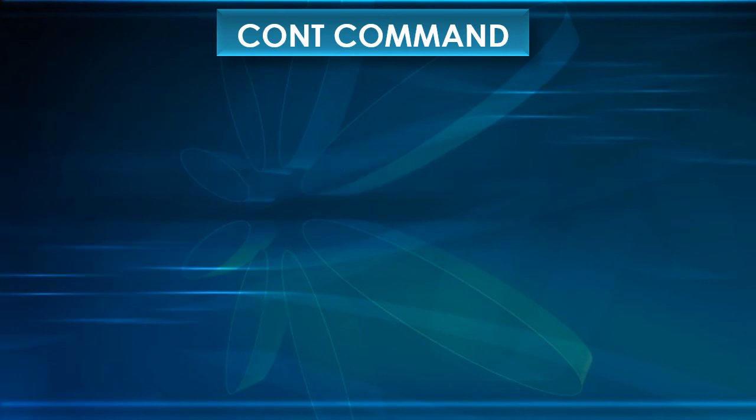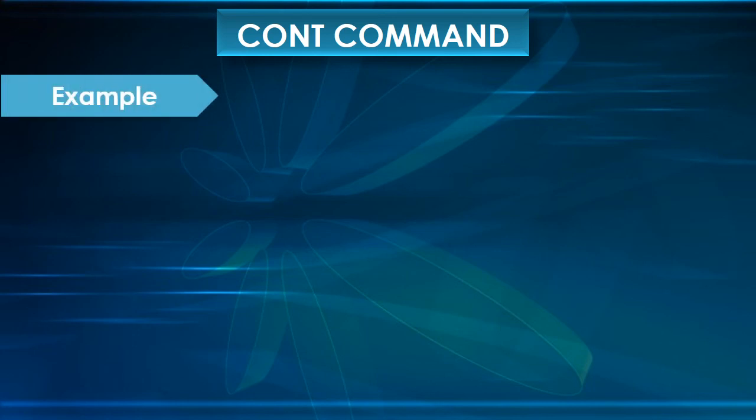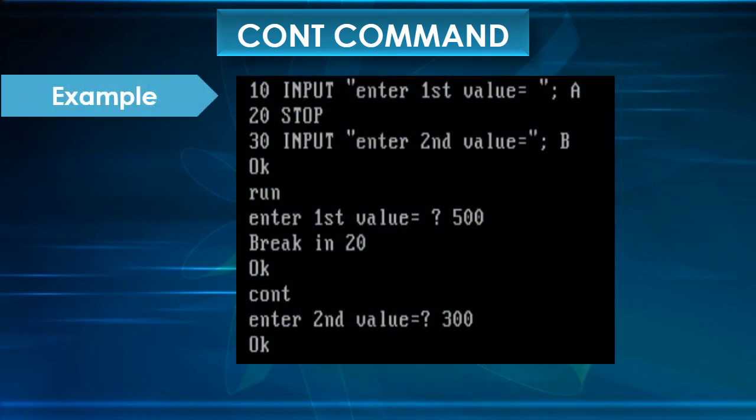Let's discuss the example for the CONT command. See this program very carefully. In line number 10, I have asked to enter the first value which will be stored in the variable A. Then in line number 20, I have applied a STOP or a pause to the execution. Then in line number 30, I have applied another command, INPUT. I'm asking you to enter the second value to be stored in the variable B. Then I have executed the program.